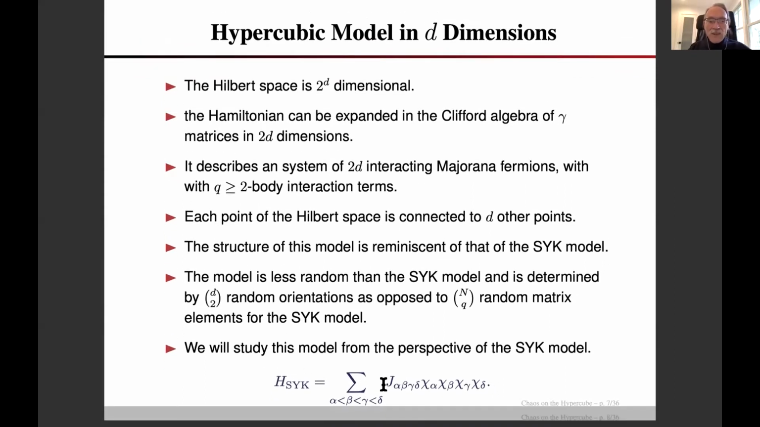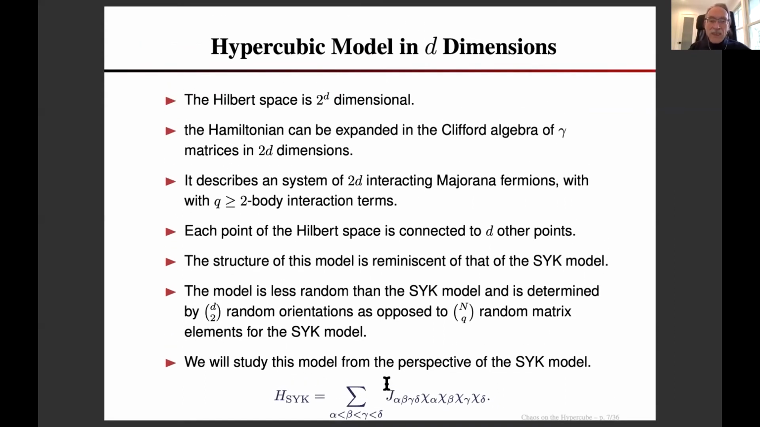So we will look at this model from our experience with the SYK model and from the perspective of the SYK model. And I guess most of you know that the Hamiltonian of the SYK model is, in the simplest non-trivial case, a Hamiltonian of 4 Majorana fermions coupled by a random interaction. And in general, there are n different Majorana fermions.